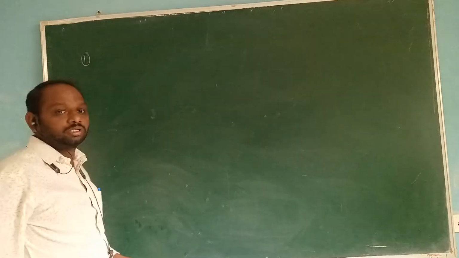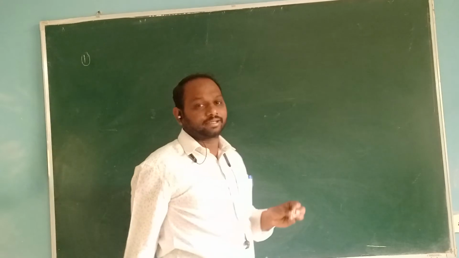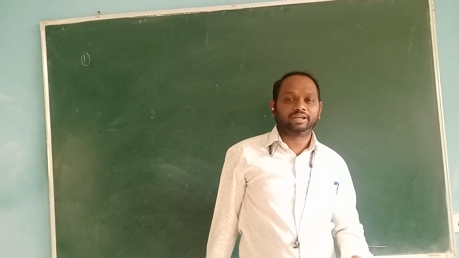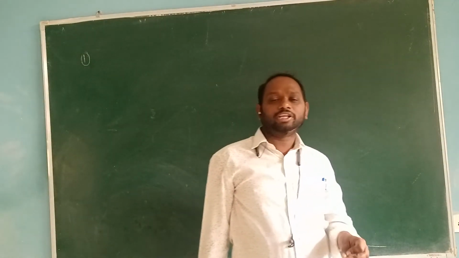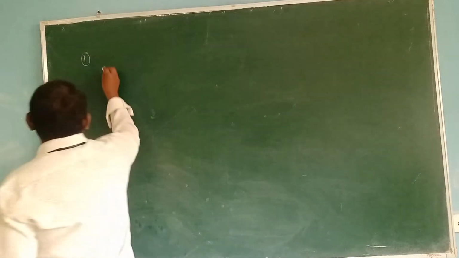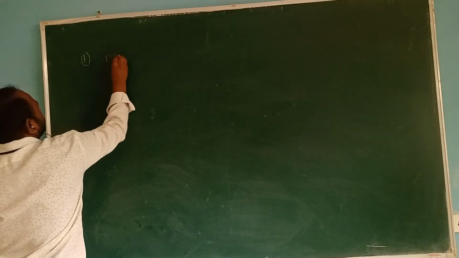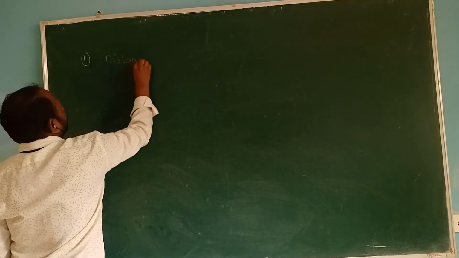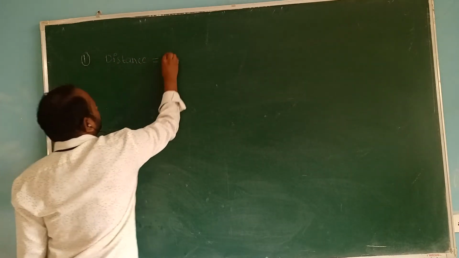First point, in a rectilinear motion, when a body is moving in a straight line, distance is equal to displacement. Both are equal.